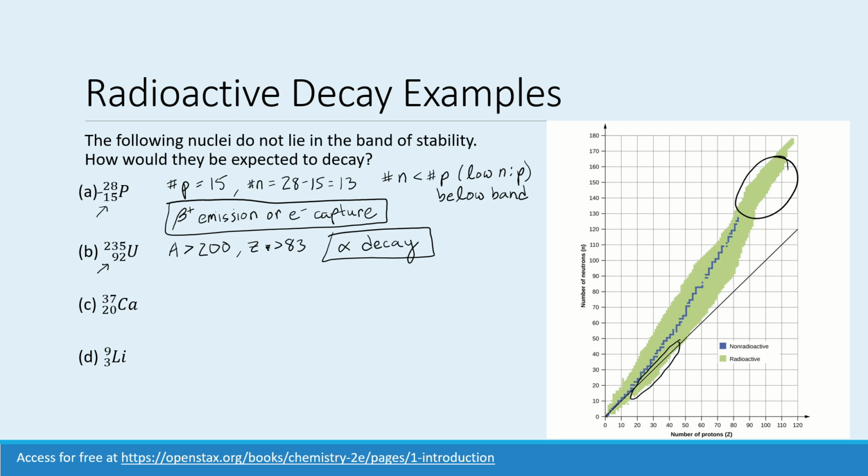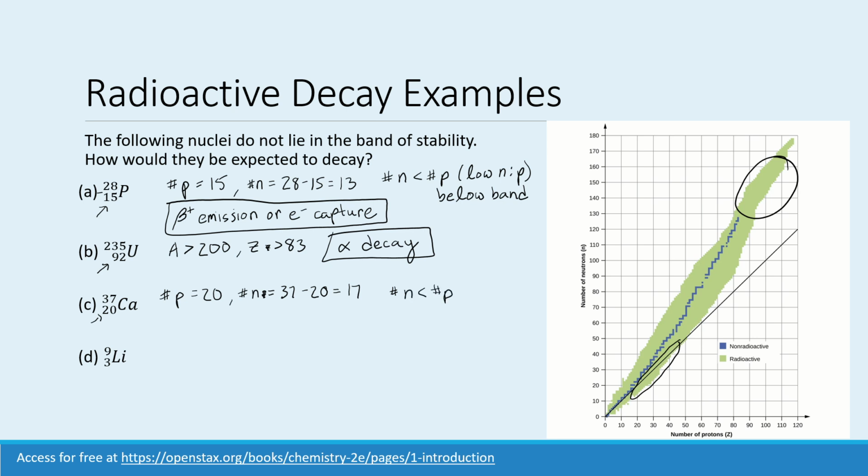For part C, we've got significantly less than 83 protons, so we need to look at the number of protons and neutrons. The number of protons is equal to 20, and the number of neutrons is equal to 37 minus 20, which gives us 17. So this time the number of neutrons is less than the number of protons.